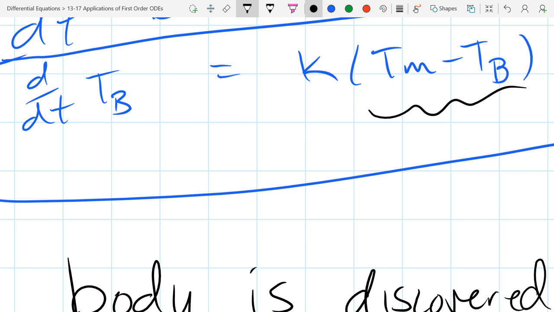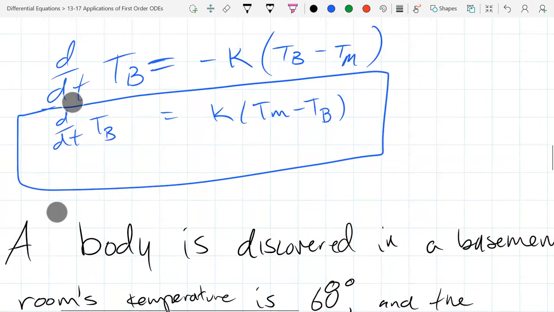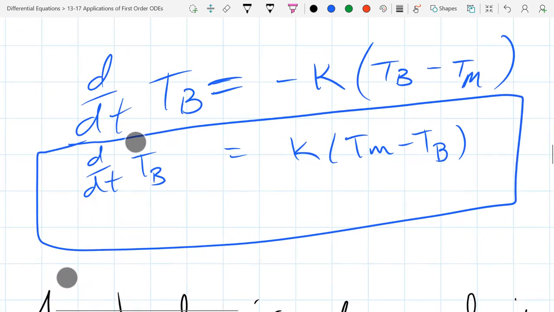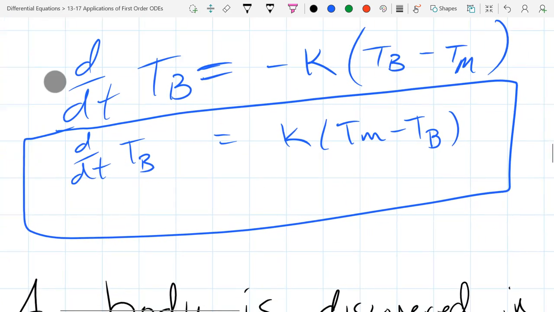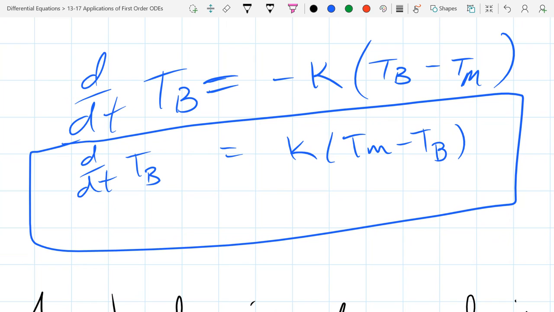Theoretically, with this model, the body will never actually be the same temperature as the room. It will just asymptotically get closer. But it'll get close enough. In addition to the fact that the room's never going to be a constant temperature, it's always going to vary a small amount, so it'll get close enough so that the variation in the room will be larger than the difference of the two.